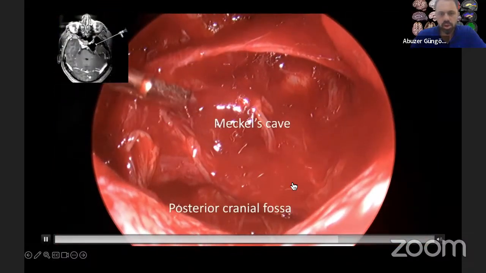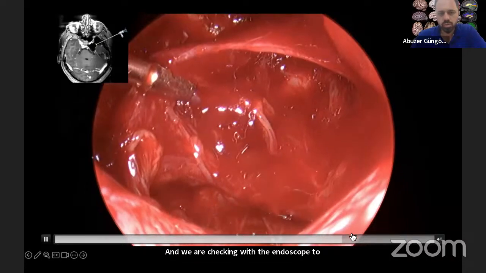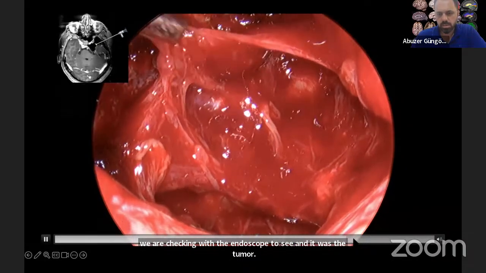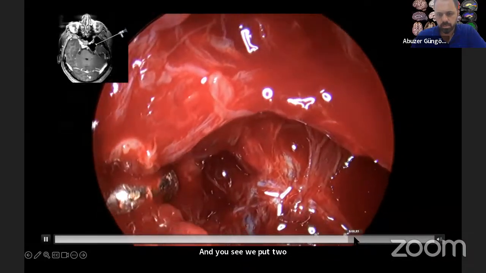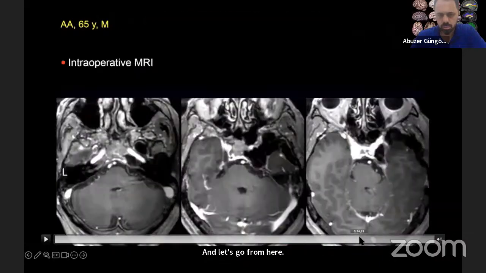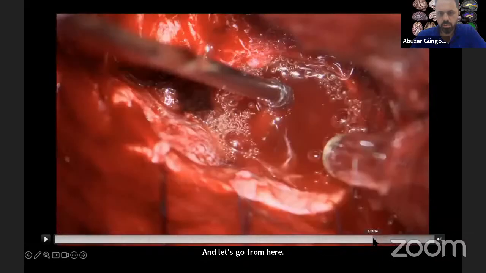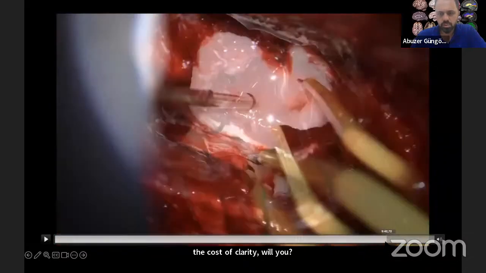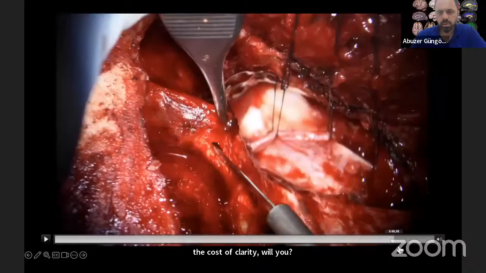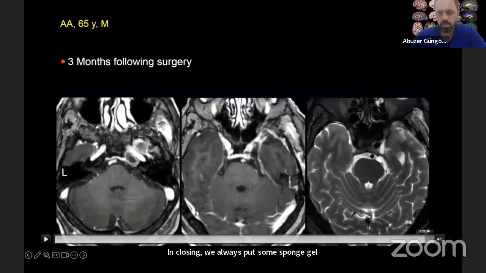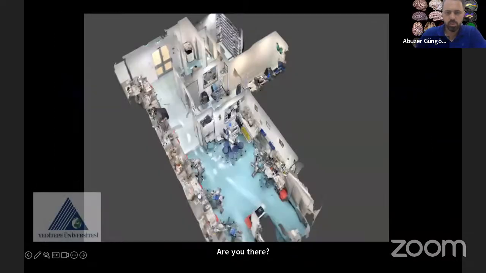And we are checking with the endoscope to see any residual tumor. As you see, we put the endoscope here. And you can see the fifth nerve and the postoperative view. And when closing, we always put some sponge gel to the area. This is the postoperative view.